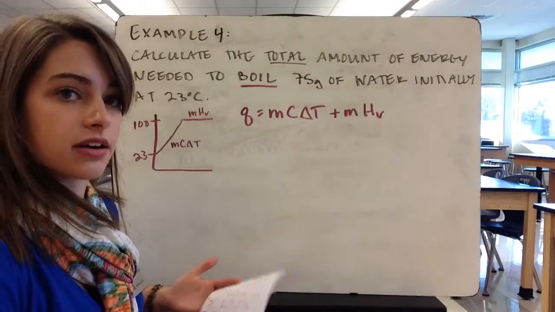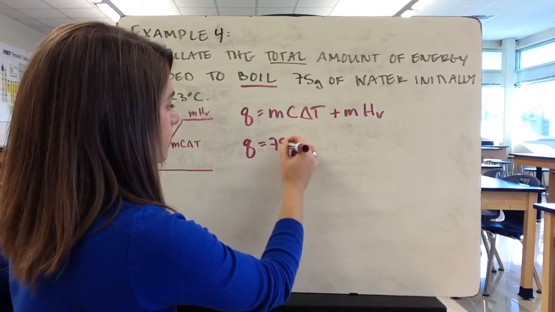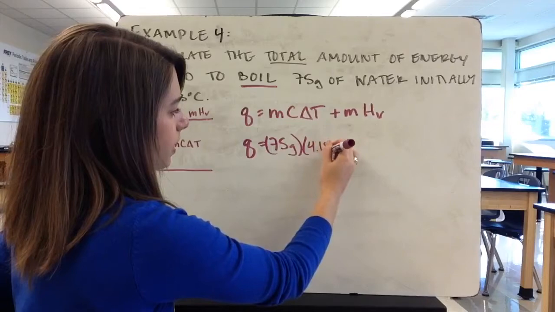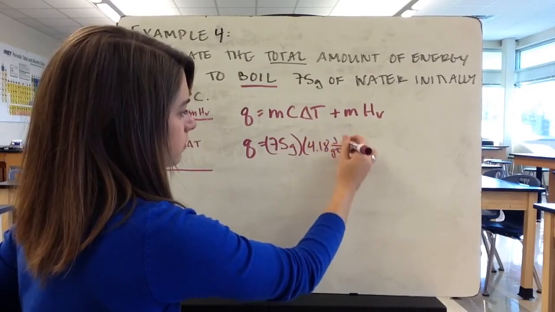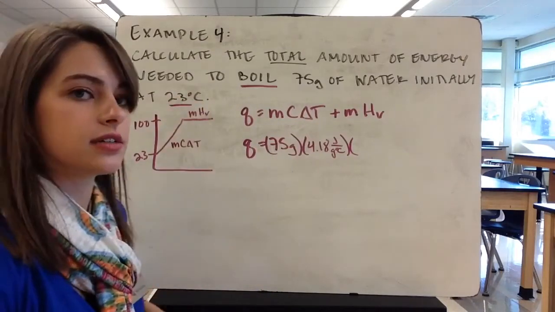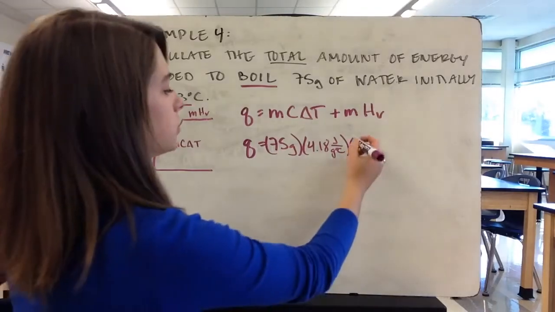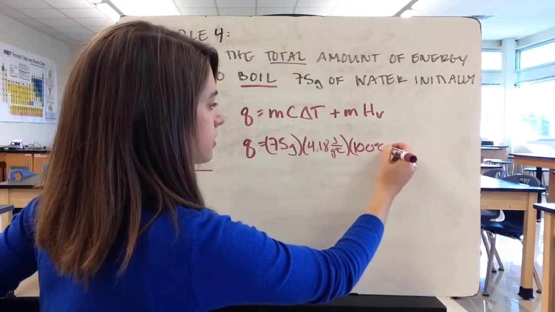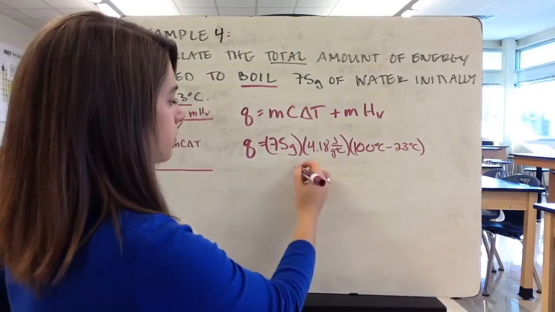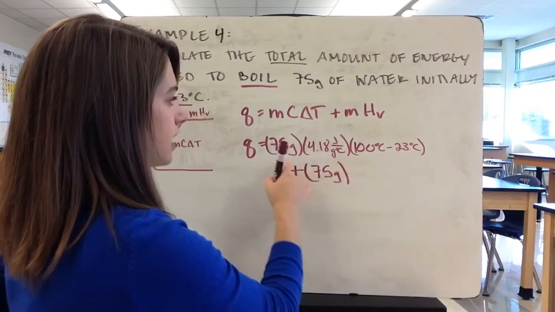Okay, so now it's just a matter of plugging our numbers in. Mass is 75 grams. Heat capacity of water, C, is 4.18. Change in temperature. Now our initial is 23. I don't tell you specifically what the final temperature would be, but we know the boiling point of water. So it would be 100 degrees Celsius minus 23 degrees Celsius. And I ran out of room, so I'm just going to drop it down here. We still have 75 grams. It's still the same mass.